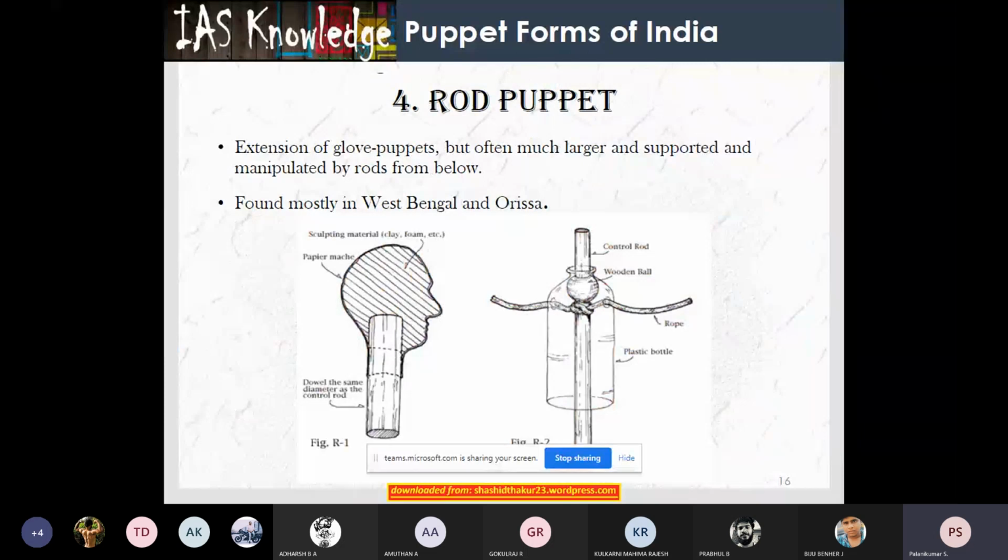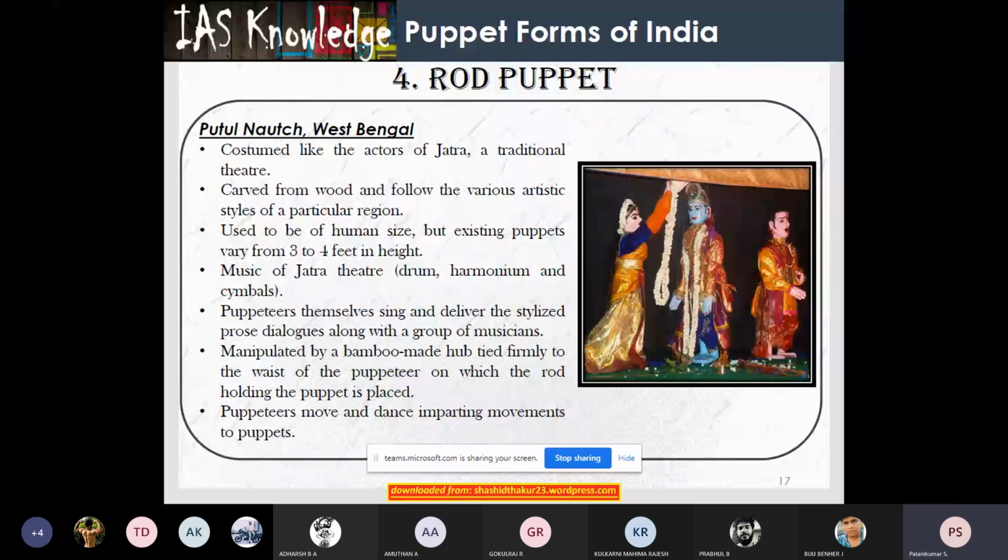And if you see the rod puppet in Tamil Nadu, in the Pamalatam also, we have used the concept of a rod puppet that is nothing but an extension of a claw puppet. Okay, so they have used it mixed, not exclusively, whereas in West Bengal and Odisha, they have used exclusively this type of puppet performances and forms. So that's West Bengal.